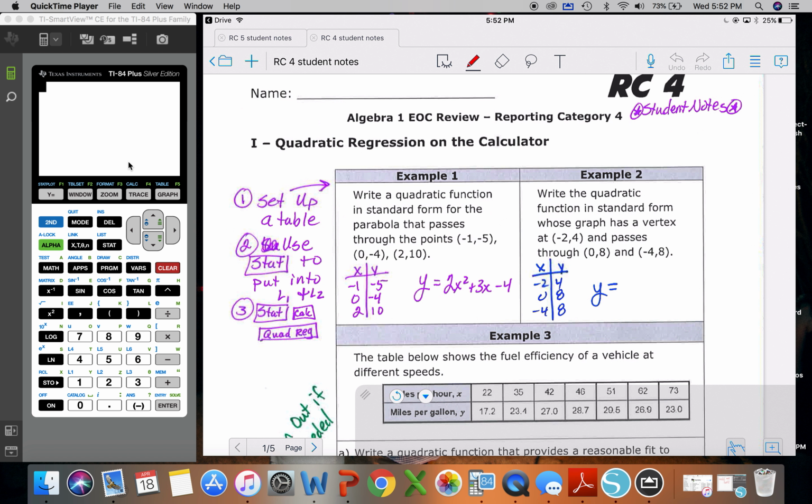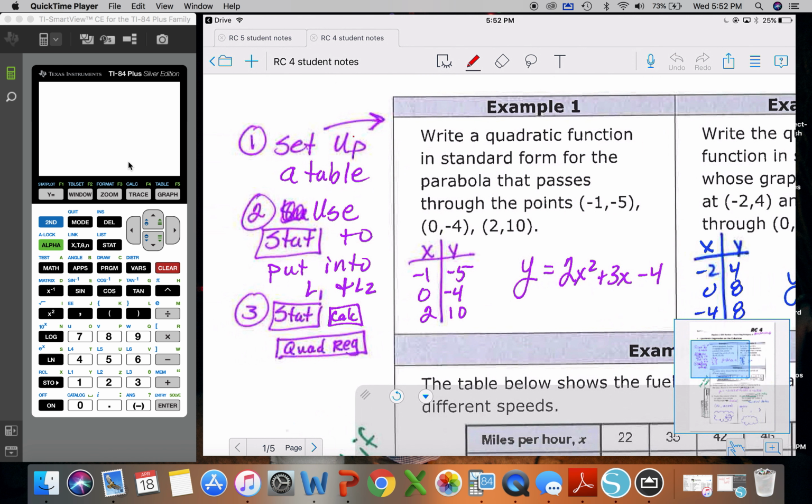So these steps that you can complete on the calculator have been included in your student notes, and I will show you those steps through the calculator. So examples 1 and 2 ask us to write a quadratic function in standard form for the parabola that passes through the 3 points given. So for example 1, these are the steps they've taken to complete this problem.